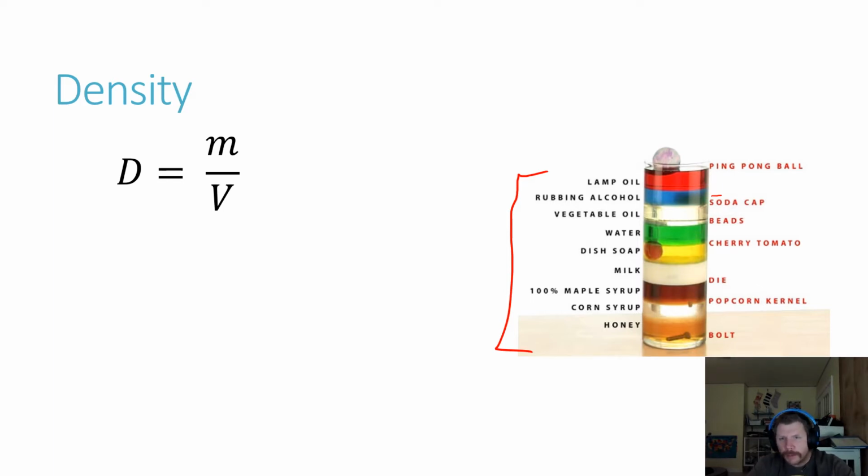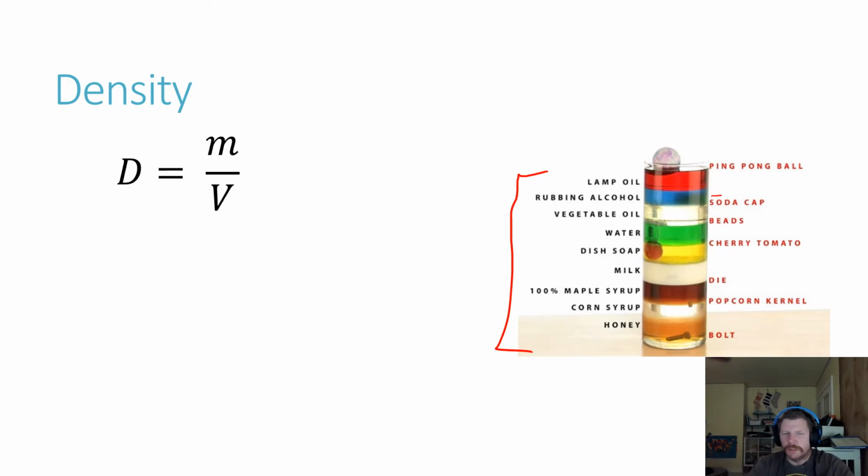Water, a cherry tomato right there. We got dish soap, milk, dye, not the command or the German word the. Instead, a singular dye. You know, dice is plural. Singular dye, maple syrup, popcorn kernels, corn syrup, honey, and a bolt at the bottom.